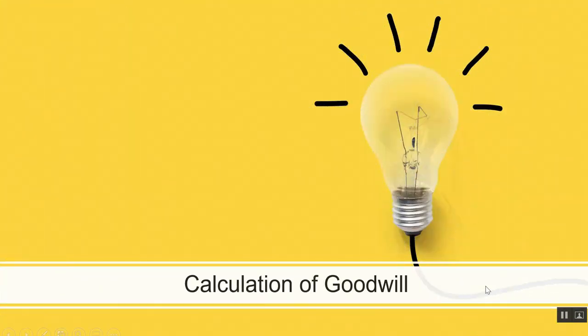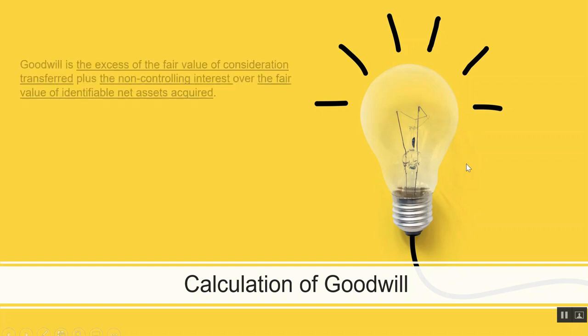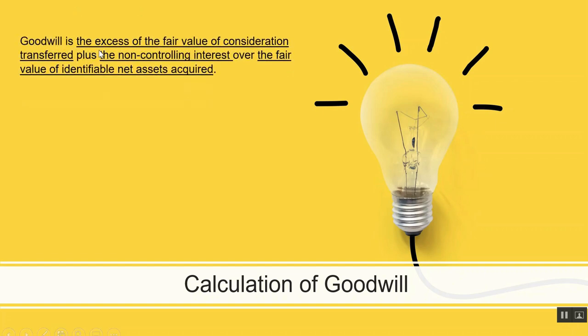So how do you calculate goodwill? Let's move on to the calculation of goodwill. Basically, goodwill is the excess of the fair value of consideration transferred plus the non-controlling interest over the fair value of identifiable net assets acquired. So what does this mean?